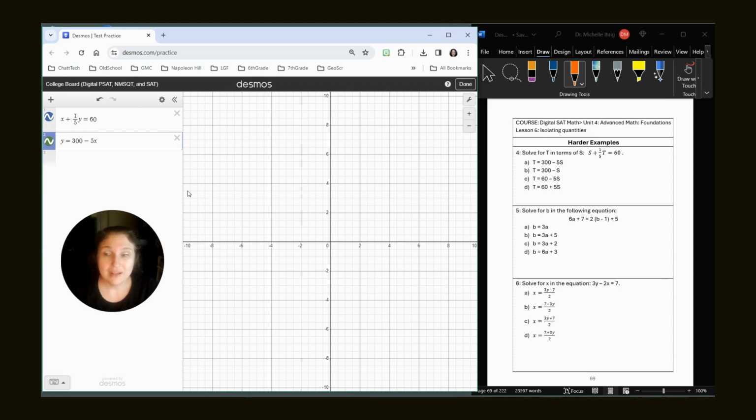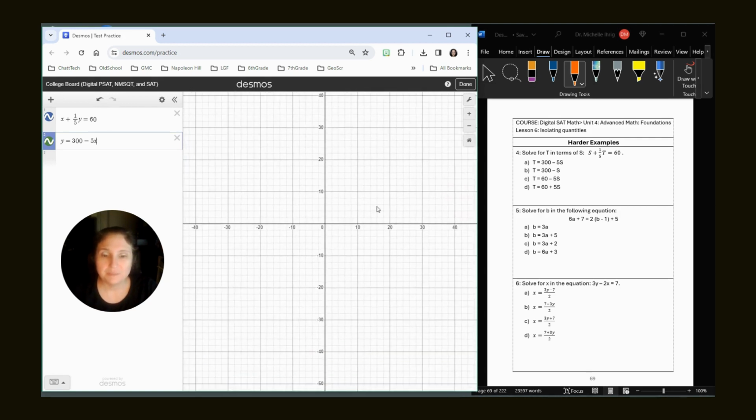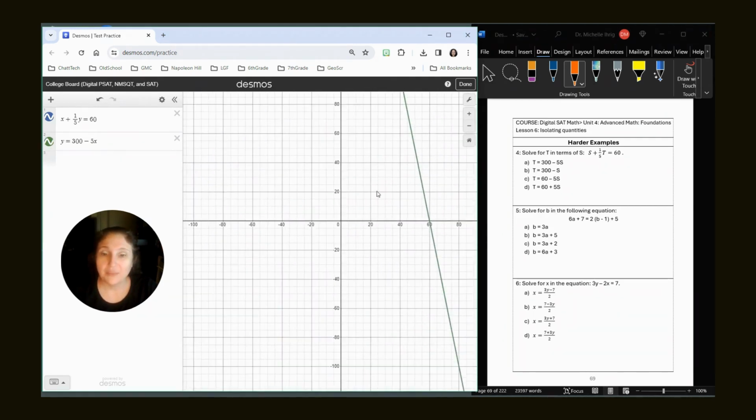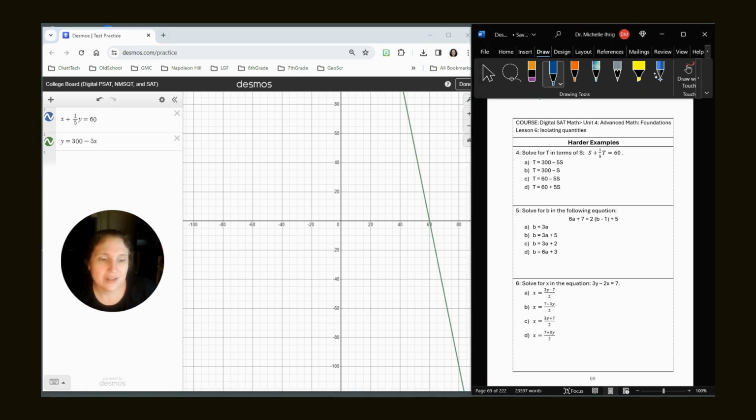All right. Now you're like, Doc, I don't see anything. You're right. We have to scroll out. And when we scroll out, we actually can see that our blue graph and our green graph are identical. So that means that they are equivalent, which means our answer is letter A.